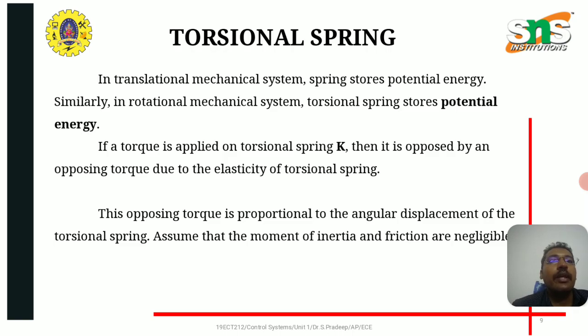Torsional spring. In translational mechanical system, spring stores potential energy. Similarly, in rotational mechanical system, torsional spring stores potential energy. If a torque is applied on torsional spring K, then it is opposed by an opposing torque due to the elasticity of torsional spring. This opposing torque is proportional to the angular displacement of the torsional spring. Assume that the moment of inertia and friction are negligible.